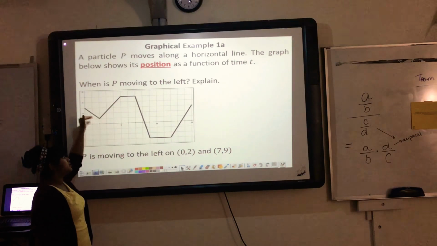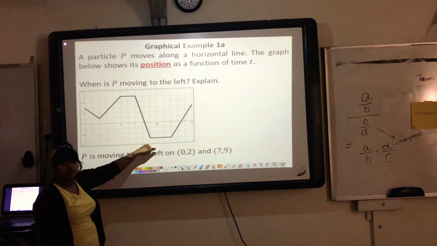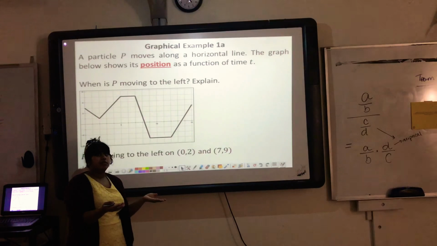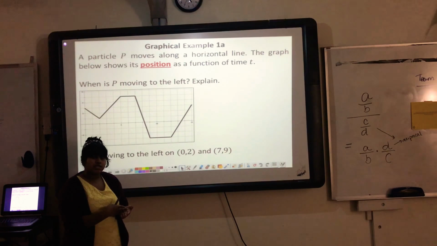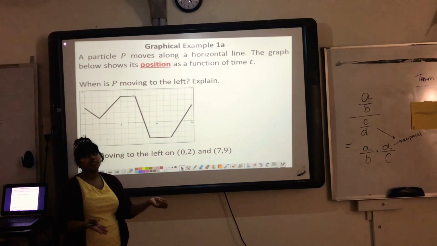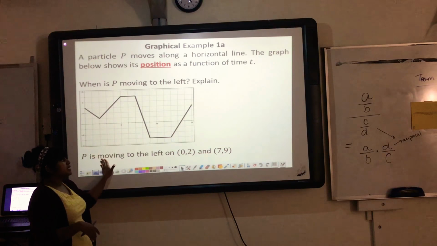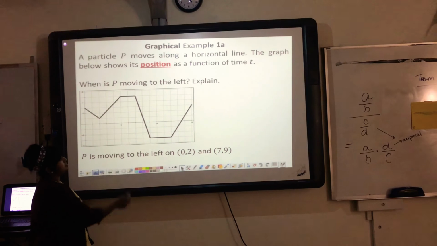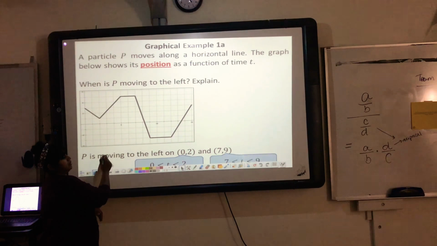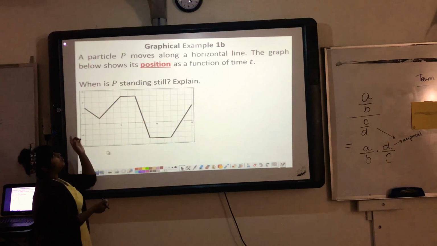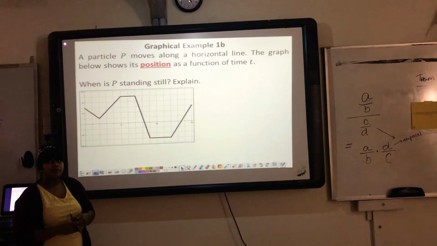Why? What's going on at 0 to 2 and 7 to 9? Oh wait, those are negative slopes. If my slope is negative, that means my derivative is negative. And what is the derivative of position? Velocity. So velocity is negative. That means I'm going left or down. Ta-da. When is P standing still?